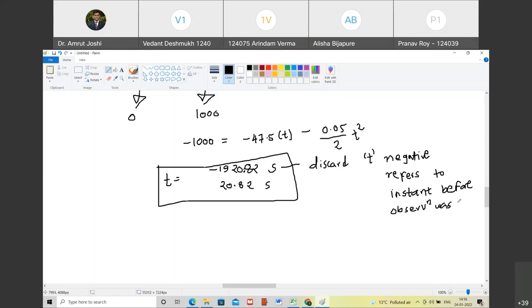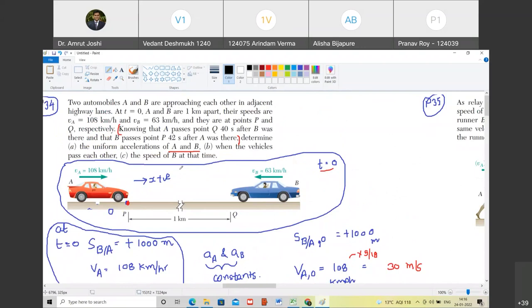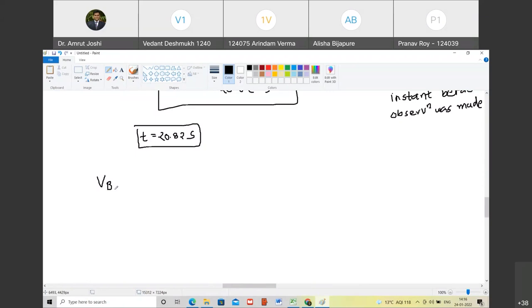So we are going to discard the negative root because at that time the observer was not observing the phenomenon. Are you with me? Yes. Therefore, we are going to accept the root t equal to 22.82 seconds. So after 22.82 seconds, the cars are going to pass one another. Are you with me? Yes, sir. Okay. So now, what is the third part? The speed of car B at that time. So at what time do we have to compute the speed of car B? At time t equal to 22.82 seconds.